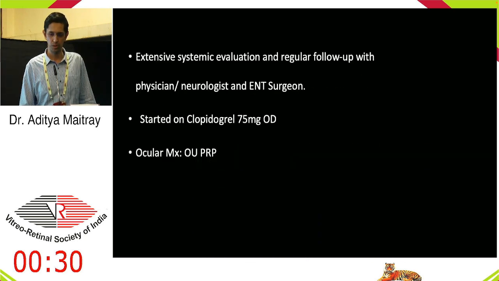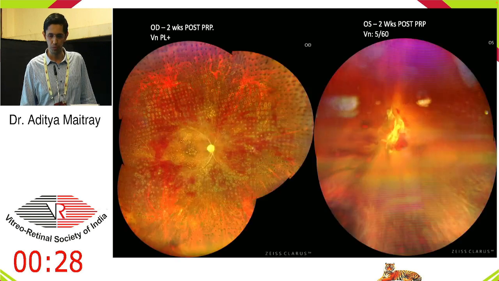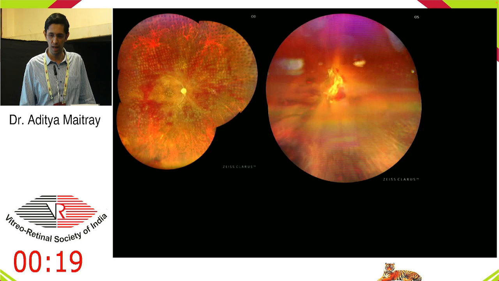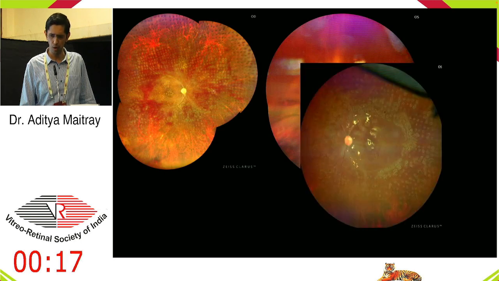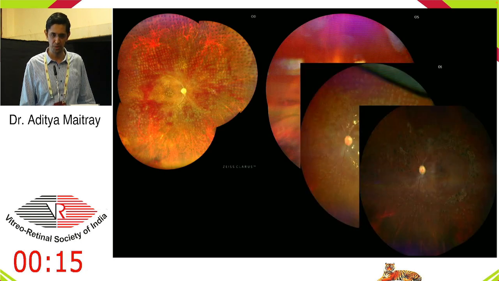From our side, the patient underwent PRP in both eyes. The right eye remained stable with poor vision. However, the left eye developed vitreous hemorrhage and had a drop in vision, for which she underwent vitrectomy with silicone oil. Post oil, she was doing fine. Post silicone oil removal, it has been 6 months, and she is maintaining 6/24 vision.